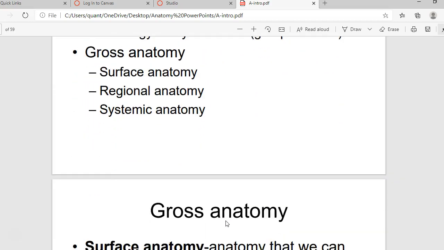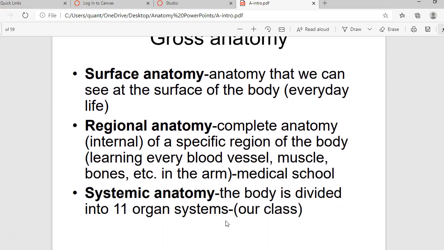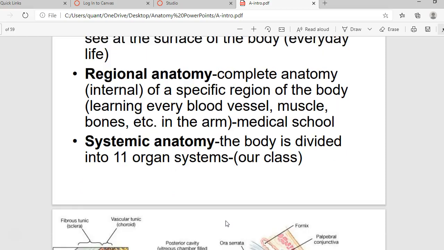urinary system. Okay. So gross anatomy, we talked about just a minute ago. So the surface anatomy, that's what you can see at the surface of the body, everyday life. Like the hollow in your arm where you draw blood from, that's part of your surface anatomy. Yeah, it would be the antecubital fossa. Regional anatomy, we talked about. It's where you know all the structures in a specific region of the body, foot, hand, whatever. Systemic anatomy, the body's divided into the 11 organ systems.